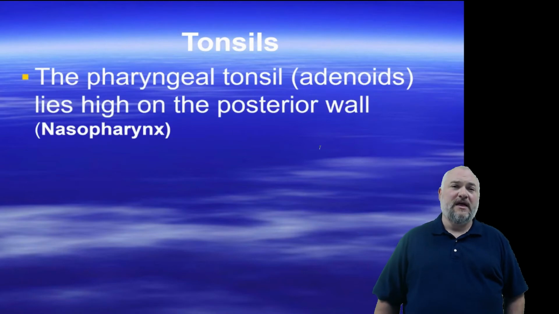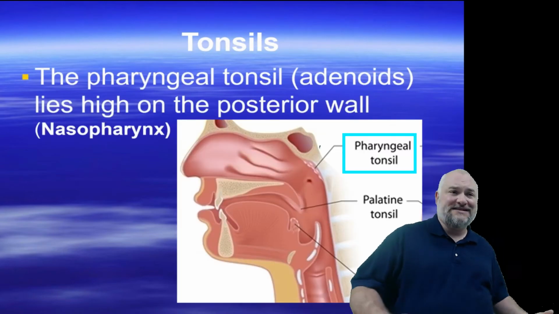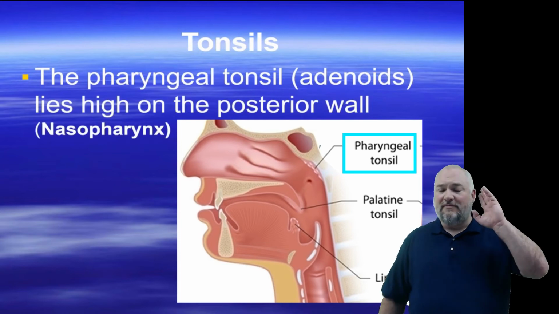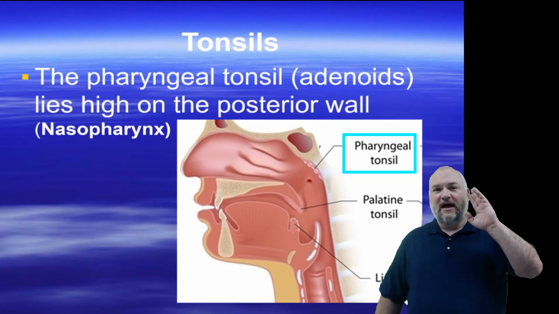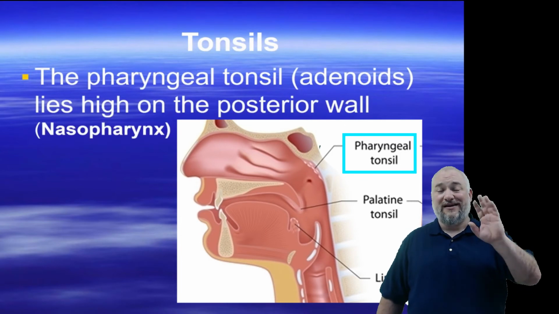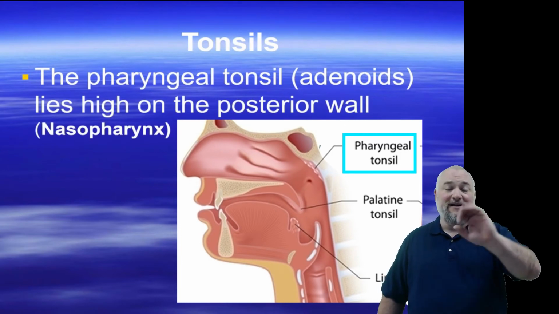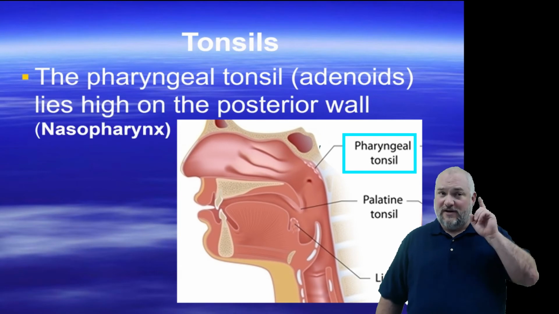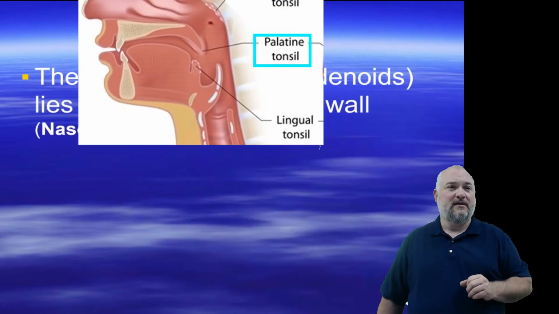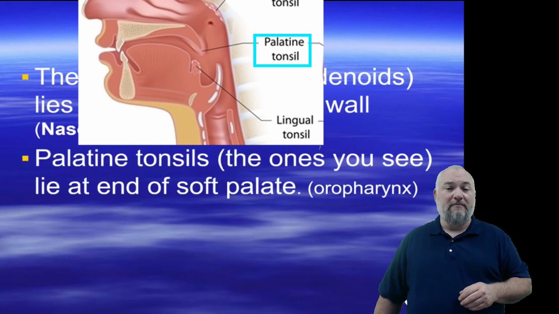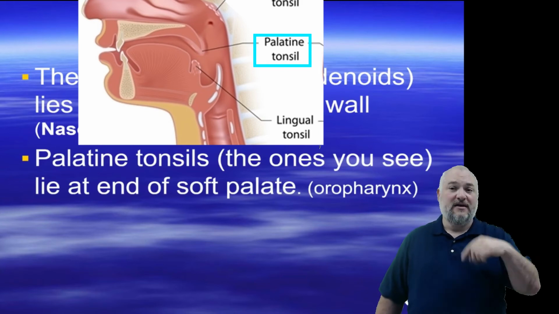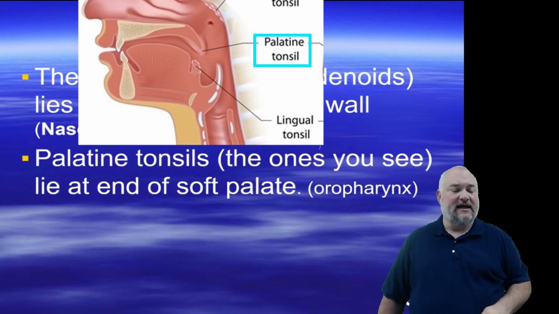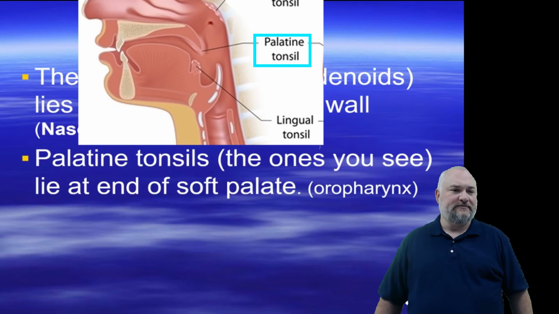Mentioned tonsils a little bit ago. The pharyngeal tonsils, otherwise known as adenoids, are high on the back wall of the nasopharynx. These are often removed if you have ear tubes because they're playing a role in blocking that auditory canal. These are the ones that are right next to the auditory canal. Mine were removed. The palatine tonsils, those are the ones when you look back and you can see them on either side. They lie at the end of the soft palate, at the back end of the oropharynx.